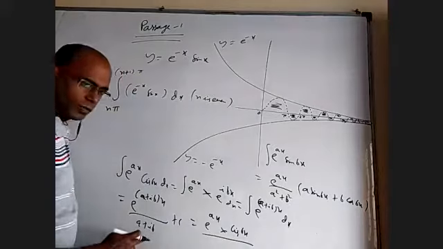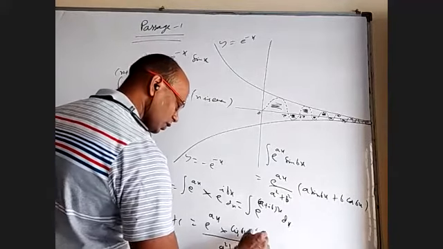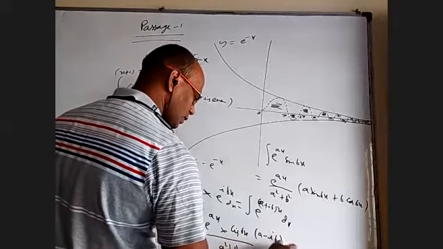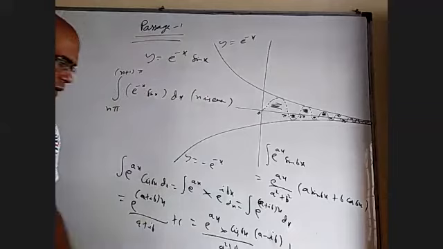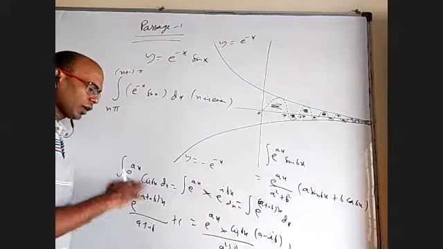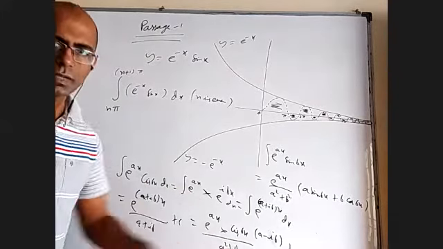Now a plus ib, I want to rationalize. After rationalizing, I'll get a square plus b square, with a minus ib. Now multiply these two. When you take the real part, that is cos, the answer will be the real part. When you take sine here, the imaginary part will be the answer.